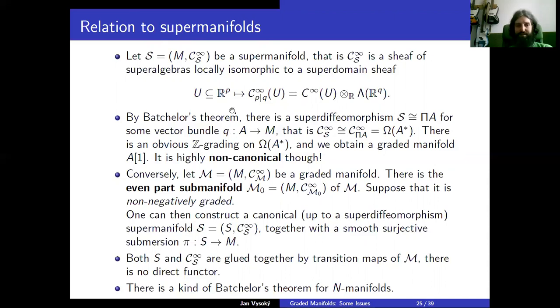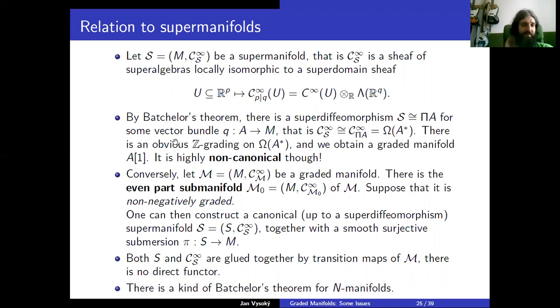One direction is kind of clear. If I start with a supermanifold, which I didn't define for you, it is again a locally ringed space where this is a sheaf of superalgebras instead of graded commutative algebras. And this sheaf of superalgebras is locally isomorphic to some model sheaf, where you take some open subset U of R^p, and to each subset you assign the superalgebra which is the tensor product of smooth functions on U times the exterior algebra over R^q. So this is what a supermanifold is.